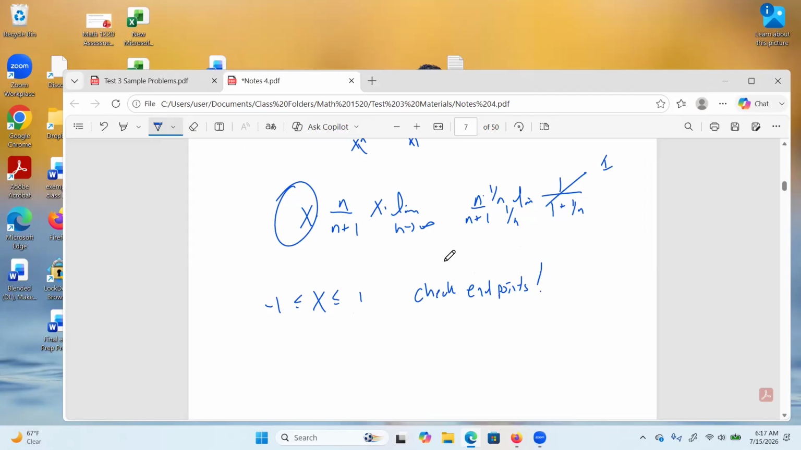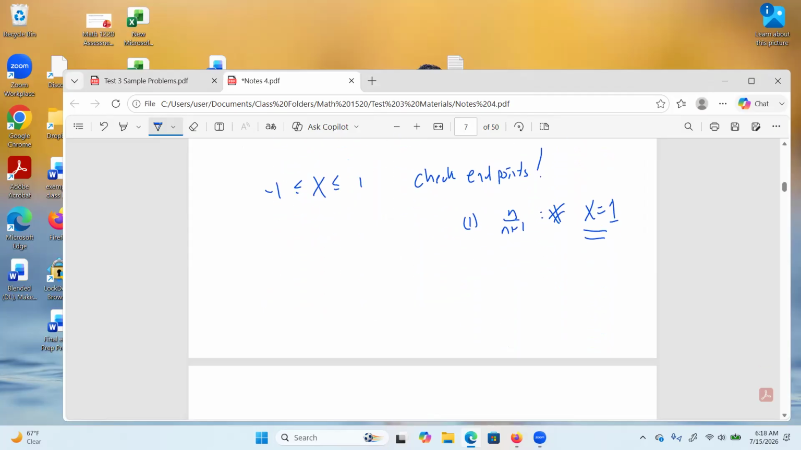So if x is going to be 1, then we have 1 times n over n plus 1, and pretty much we end up with a limit of 1. And this doesn't really help anything. This doesn't really do anything for us. So x equals 1 is not going to be included.